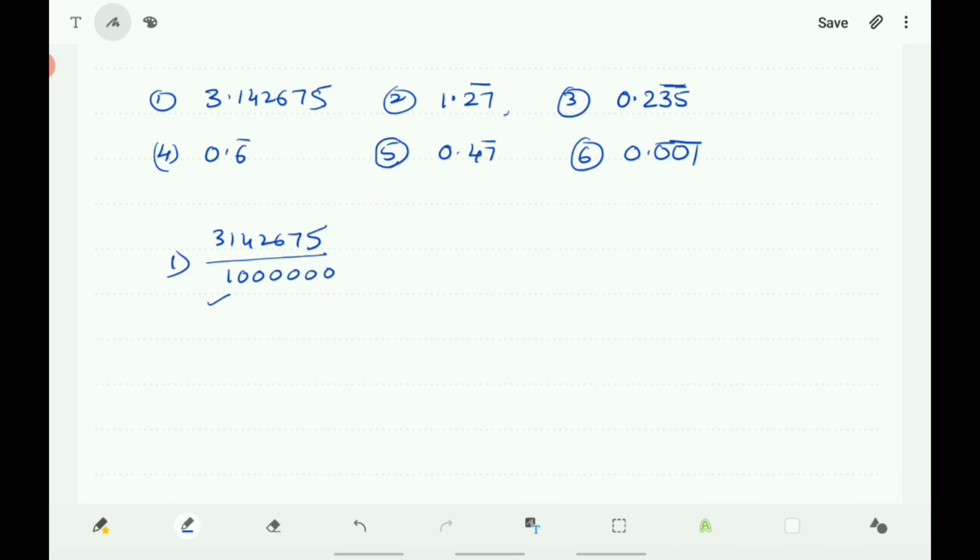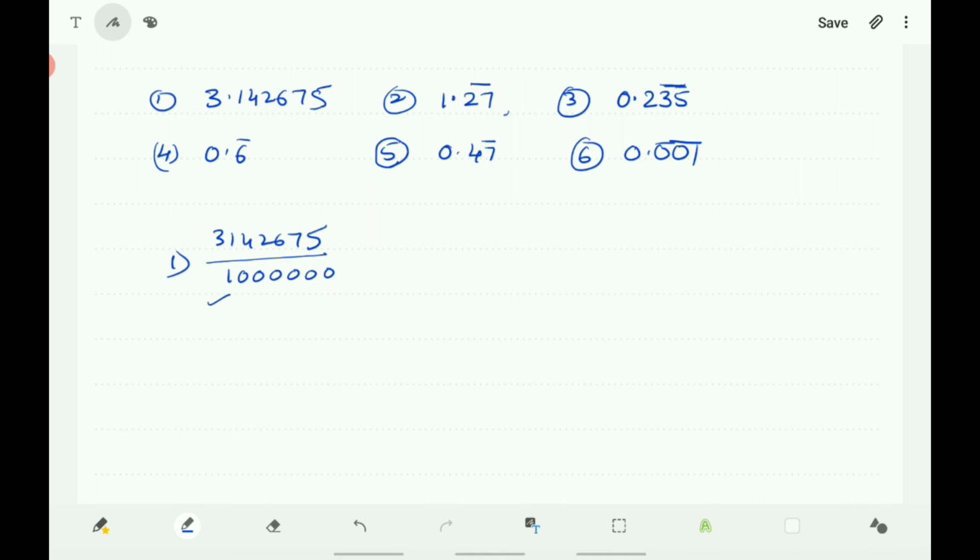Next, sixth one, 0.001. That is nothing but 0.001001 like this, and again you take x = 0.001, that is nothing but x = 0.001001. And here the recurring digits are 3, therefore you directly multiply both the sides by 1000. Then 1000x becomes equal to 001.001, and take these two relations and convert the decimal form to P by Q form.